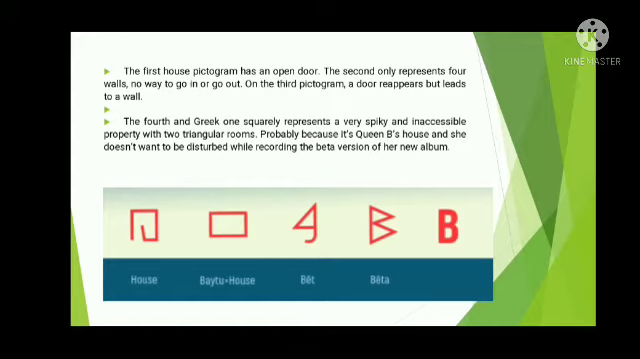The fourth, Greek one squarely represents a very spiky, inaccessible property with two triangular rooms, probably because it's Queen B's house and she doesn't want to be disturbed while recording the beta version of her new album, which is a translation in the Greek alphabet, until it finally develops into the modern Roman letter B.